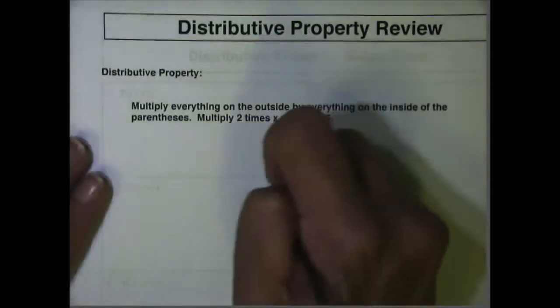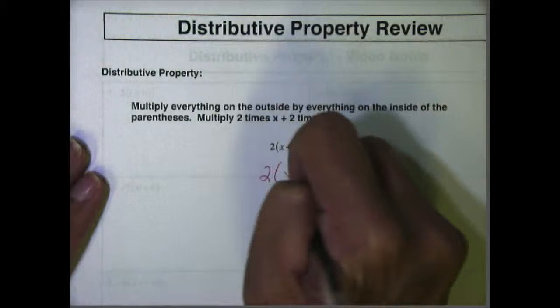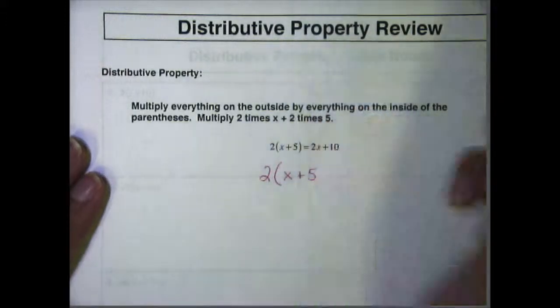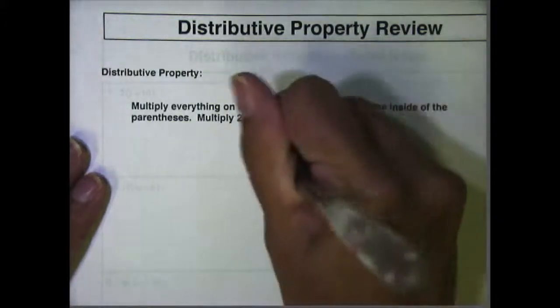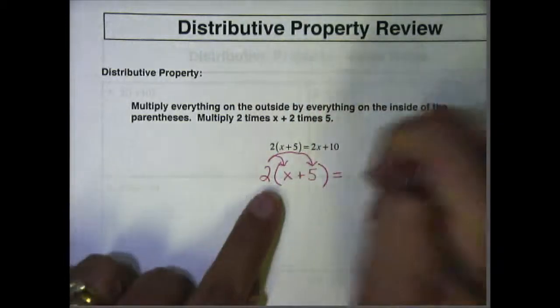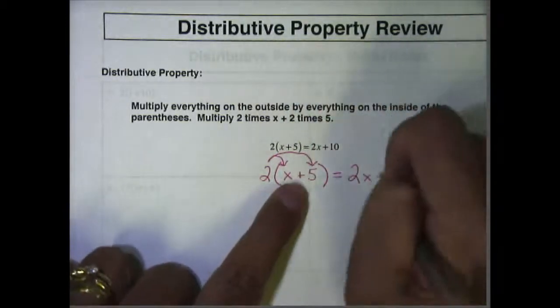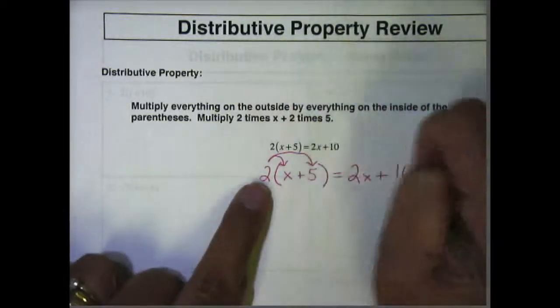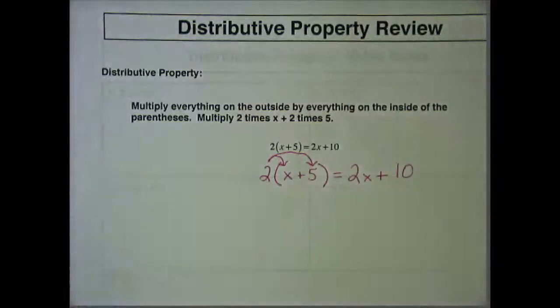So what we're going to do is take 2, and this is on the review sheet, 2 times x and 2 times 5. 2 times x is 2x, plus 2 times 5 is 10. That's how you come up with the answer.